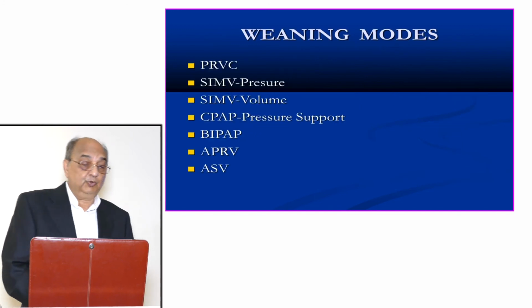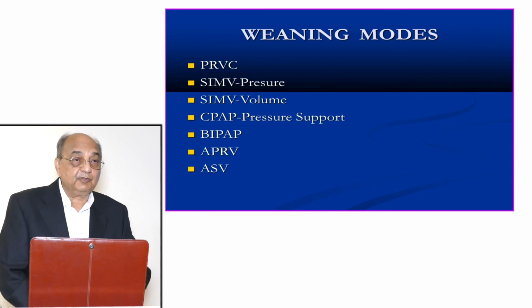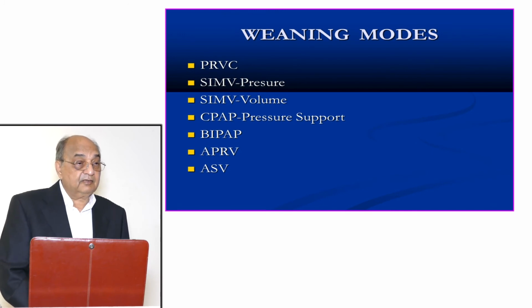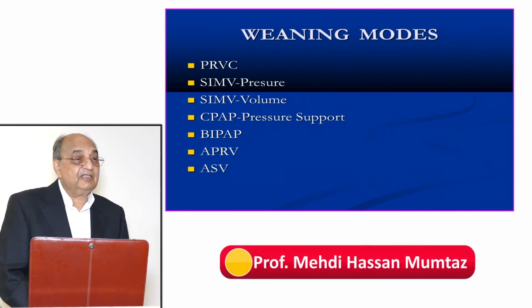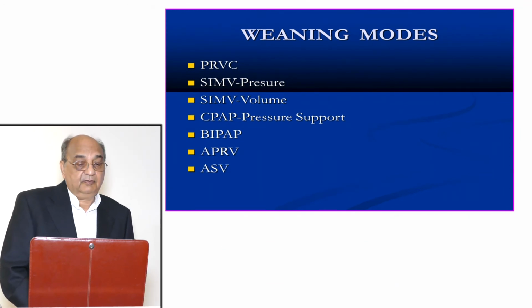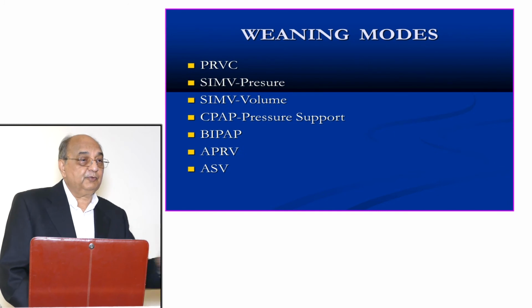Then there are some weaning modes. This is PRVC, pressure regulated volume control mode. Then there is synchronized intermittent ventilatory mode under pressure. Then there is synchronized intermittent mandatory ventilation with volume control. Then you have CPAP, continuous positive airway pressure. And if you combine CPAP with pressure support, it becomes BiPAP. In BiPAP, there are two portions. One is IPAP and the other is EPAP. IP means inspiratory pressure, how much pressure you are applying to push the gas inside the lung.